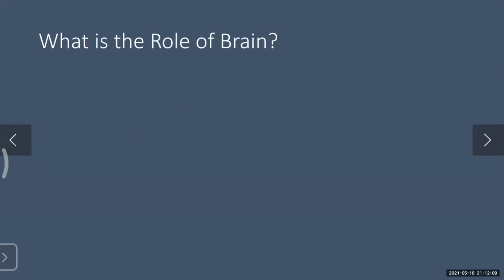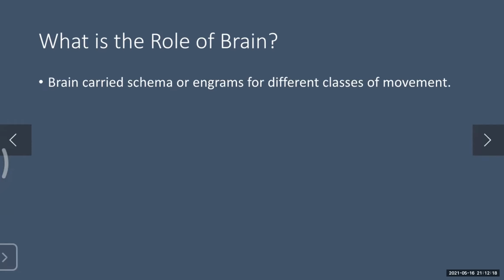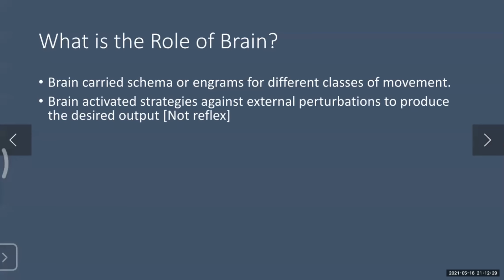Now, the second one, I again want you to just follow the flow. First, we have seen what a motor control model is. Now we are looking into the specific function of the brain in this model. So the brain's function was to develop schema or engrams for different classes of movement. Since we are seeing the generalized motor program, that was one of the major functions. The second one is that the brain activated strategies against external perturbations to produce the desired output. Previously in a reflex model, we had one stimulus, one response, and here the brain did not produce one response, it was developing 2 or 3 different strategies.